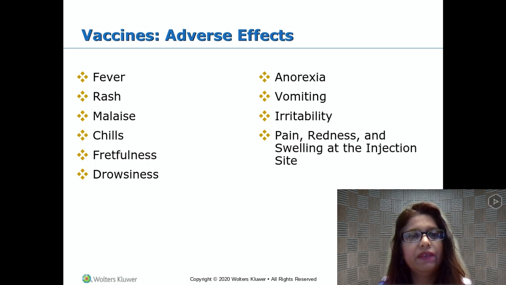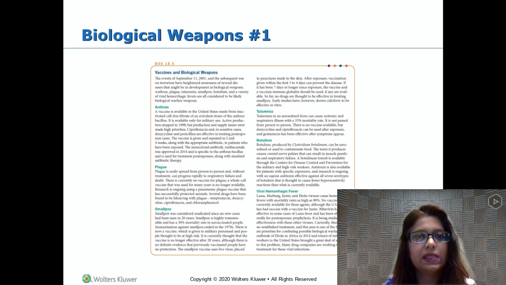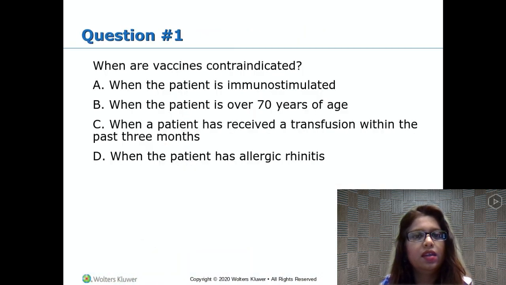Vaccine adverse effects. What are the adverse effects of vaccine? Fever, rash, malaise, chills, fretfulness, drowsiness, anorexia, vomiting, irritability, pain, redness, and swelling at the injection site. Drug-to-drug interactions are immunosuppressants.